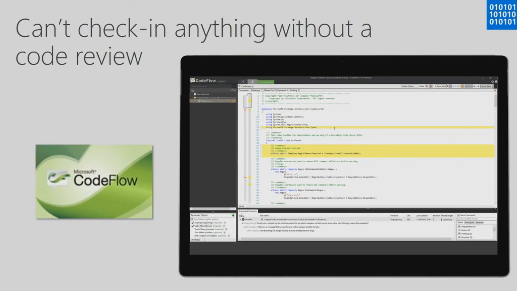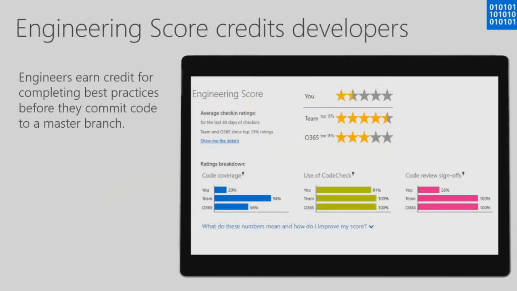This is a new thing for us. This was not true until about a month ago, but we realized why change management is super important. So from now on, you cannot check in anything without a code review in Office 365. The code reviews are done using our internal tool called CodeFlow, and this tool has become so popular that we are releasing it also to external customers. This was an internally written tool.